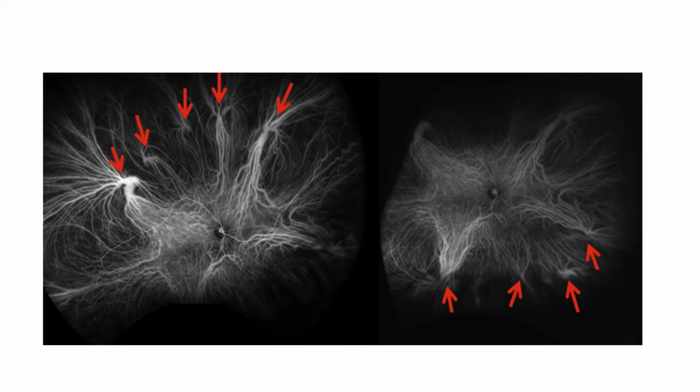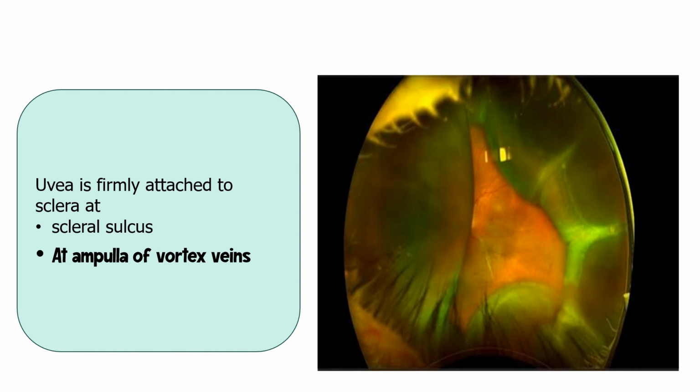So this is a wide field angiography image in which you can see this position of the vortex veins. This is how the vortex veins basically look like, okay.